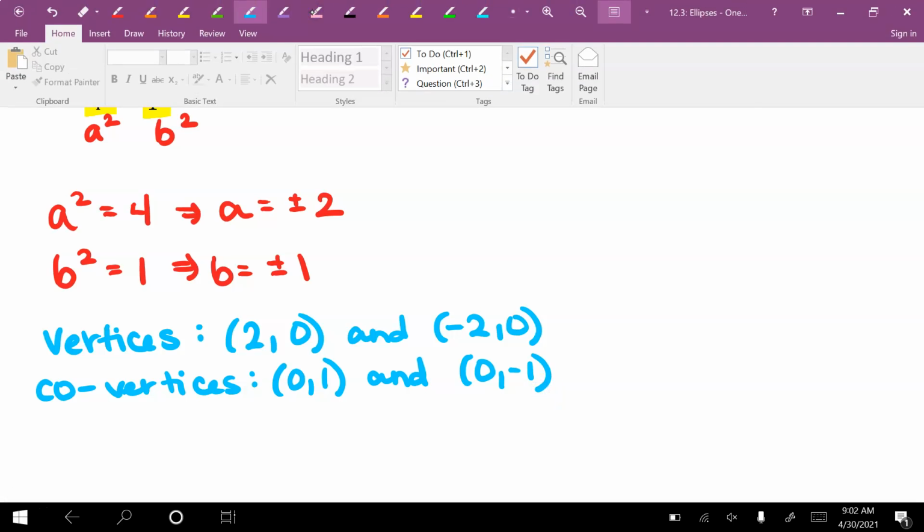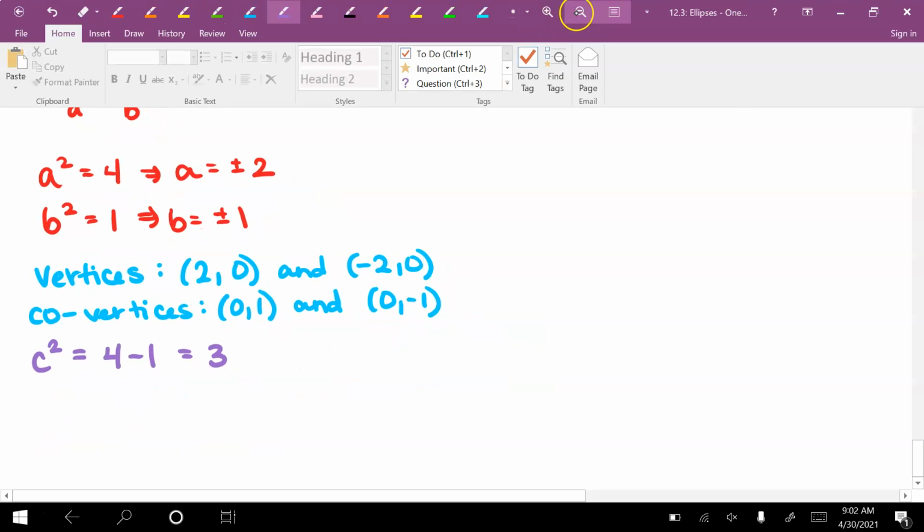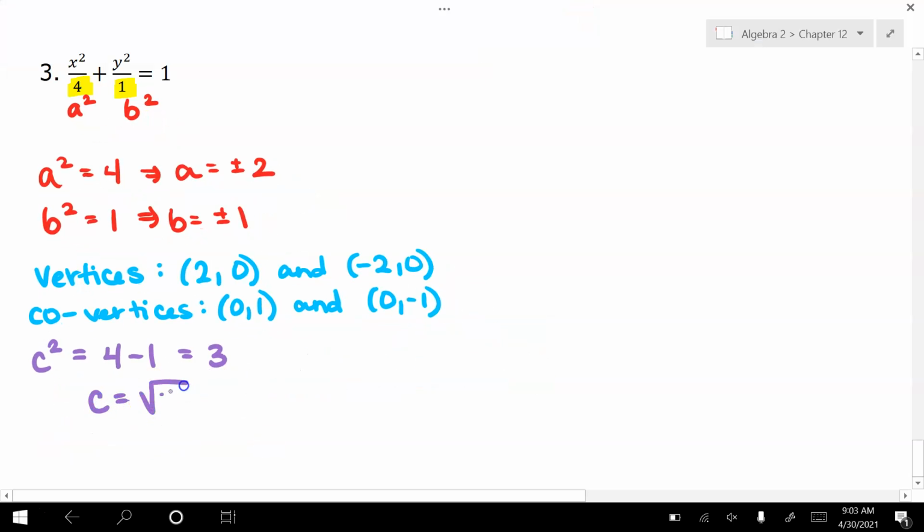Now we got to find our c. So c squared, we take a squared minus b squared. So that would be 4 minus 1, which is 3. So then to find c, I need to square root 3. So again, we're going to have to round this one. So it rounds to about 1.7. So then to write out the points for the foci, what we do is we take that c value, positive and negative, and then we put 0. So it's going to be positive 1.70 and then negative 1.70.